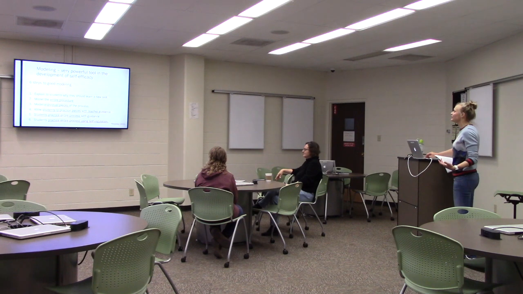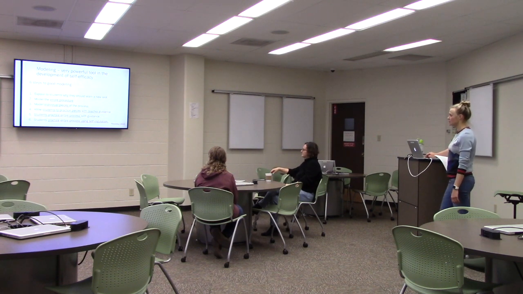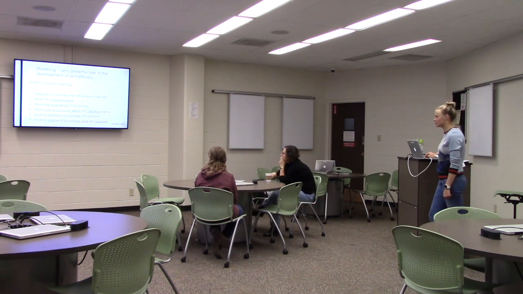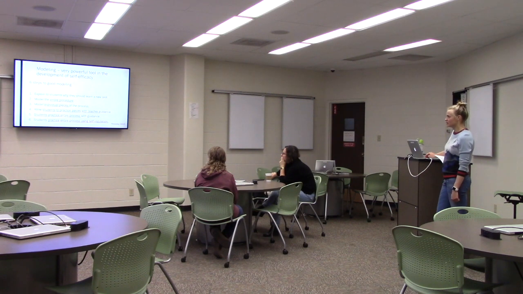So modeling plays a very important role in the development of self-efficacy. And here are six steps of good modeling to explain why students should learn a new skill. Model the entire procedure. Model individual pieces of the process. Allow students to practice pieces with teacher guidance. Students practice the entire process with guidance, and students practice the entire process using self-regulation.